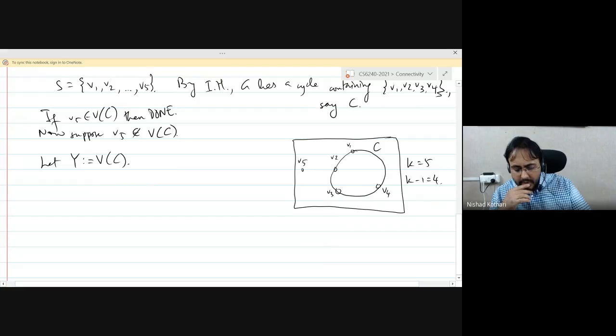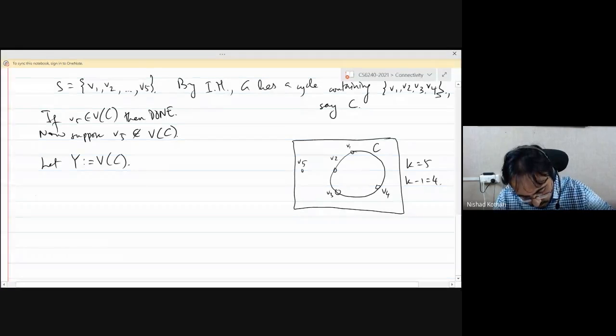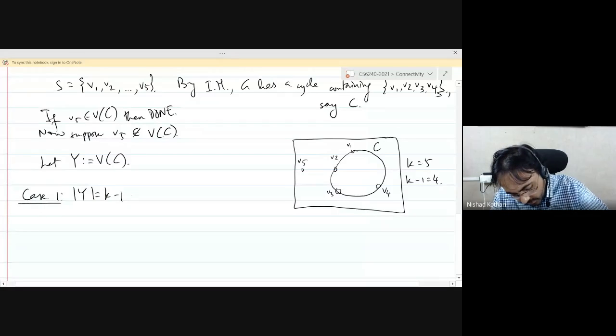So there is a possibility that these are exactly the four vertices on the cycle. Maybe it's just a four cycle and it just contains these four vertices, in which case the cardinality of Y is equal to k minus 1. Case 1, cardinality of Y is k minus 1. In this case, it's 4.